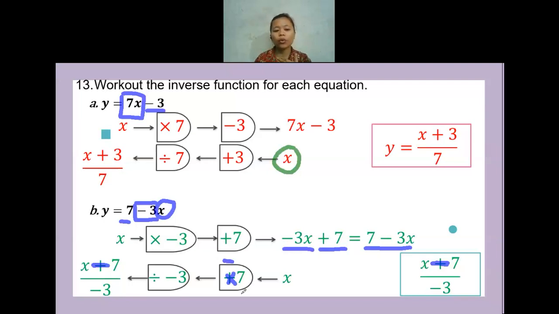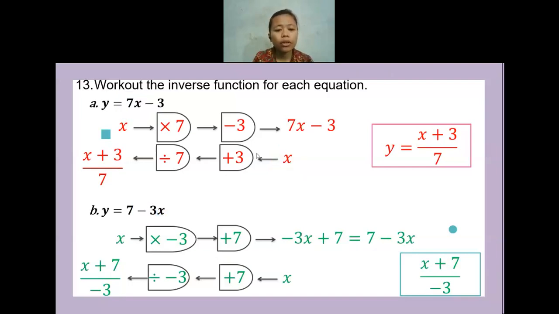Is there anyone having any question or maybe confused because I made a mistake here? Let me know whenever you have any confusion. Is there anyone having any question? No question for sure? No? Okay. If you have no question, I will move to the next question, question 13C.